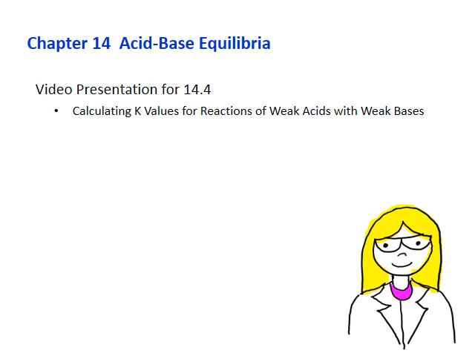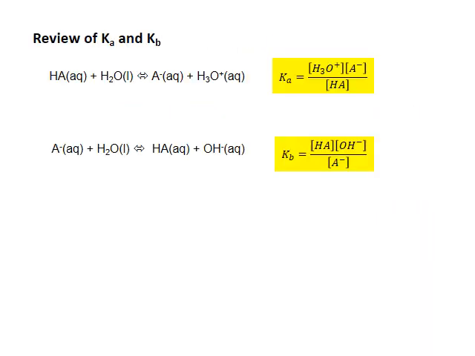This PowerPoint presentation covers how to calculate an equilibrium constant for a reaction of a weak acid with a weak base. So far, we have learned how to find the equilibrium constant for a weak acid or a weak base reacting with water. As a review, recall that Ka is defined as the equilibrium constant for the reaction of a weak acid with water. Kb is defined as the equilibrium constant for the reaction of a weak base with water.